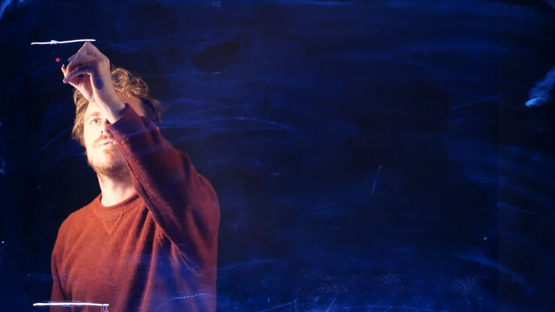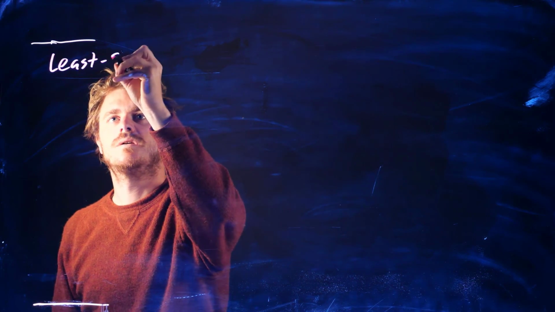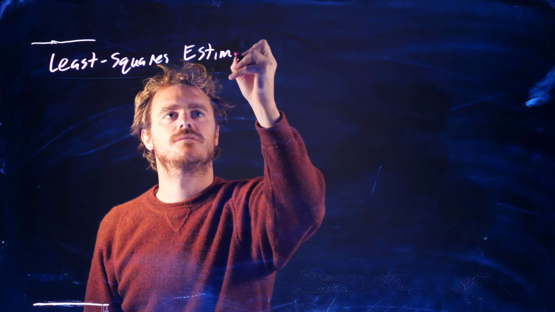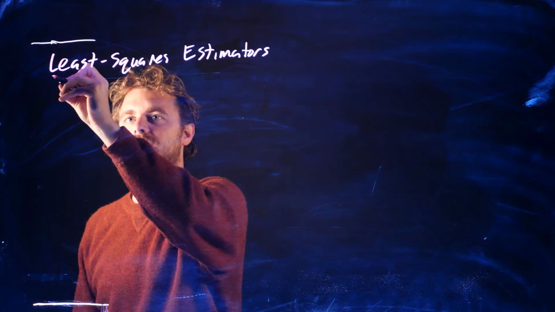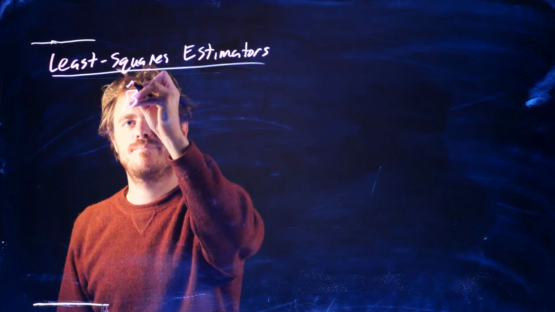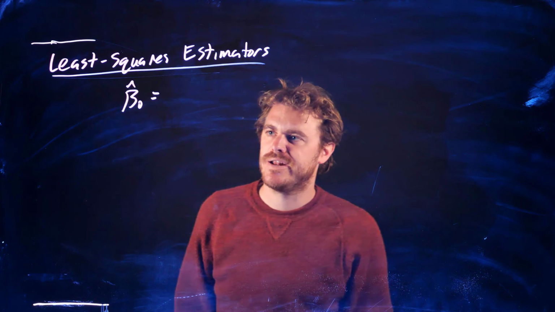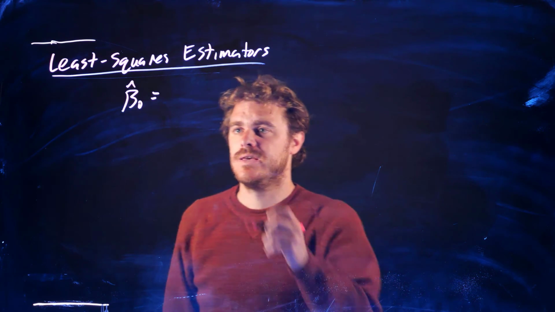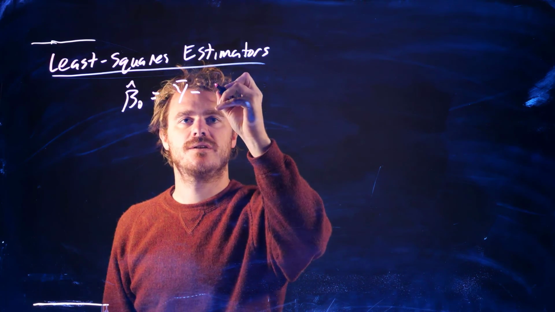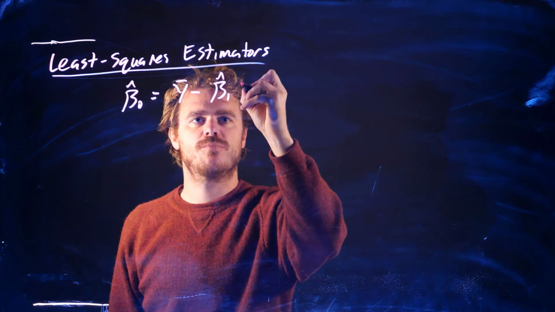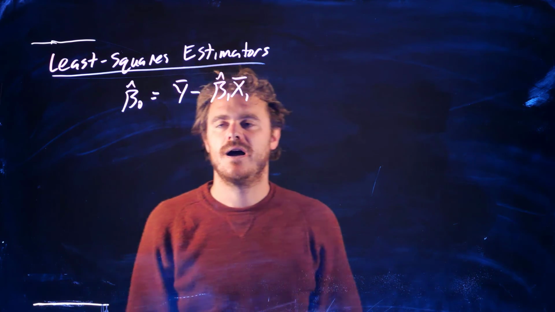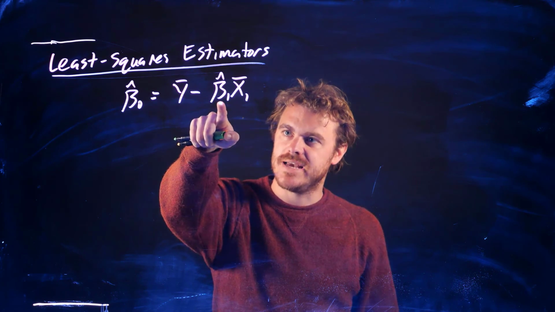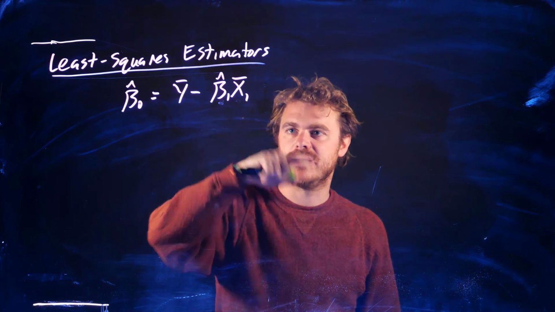All right, so now we've solved for our least squares estimators for simple regression. We have beta hat 0, so our estimator for the intercept for the regression is going to be the sample average for y minus whatever this slope estimator is, which we're going to write down below, times the sample average for x1.